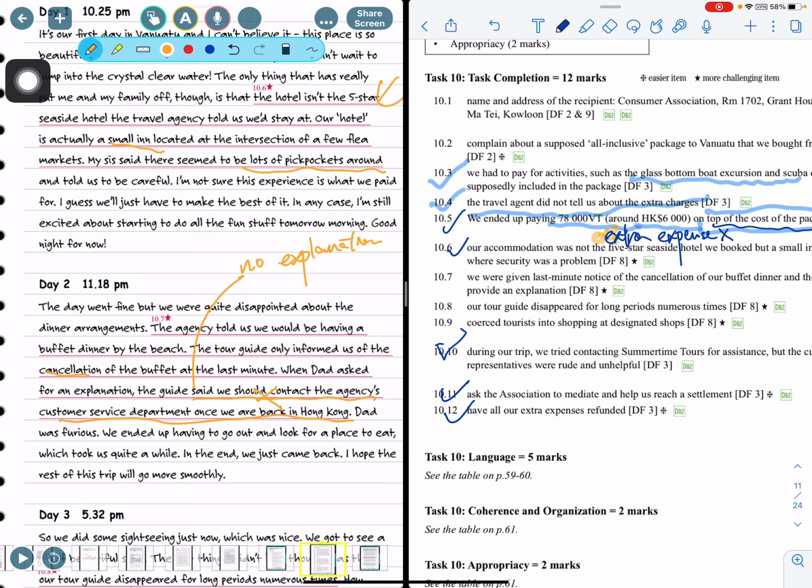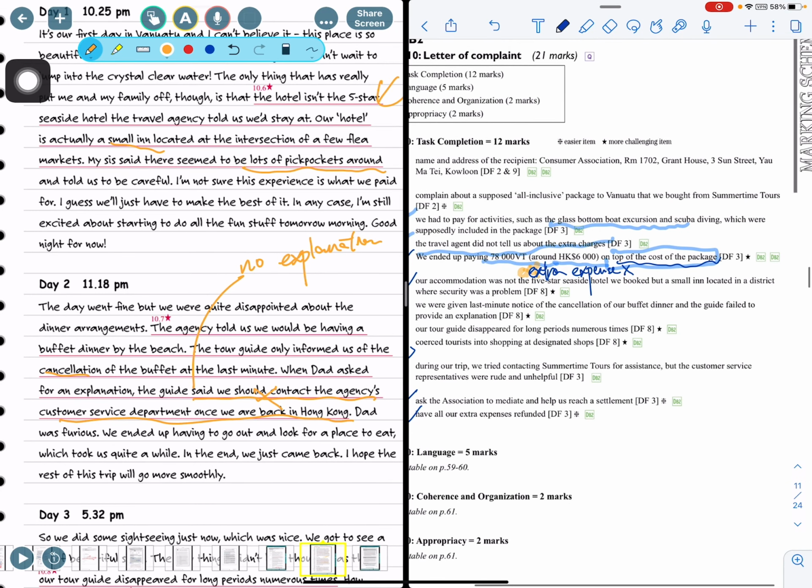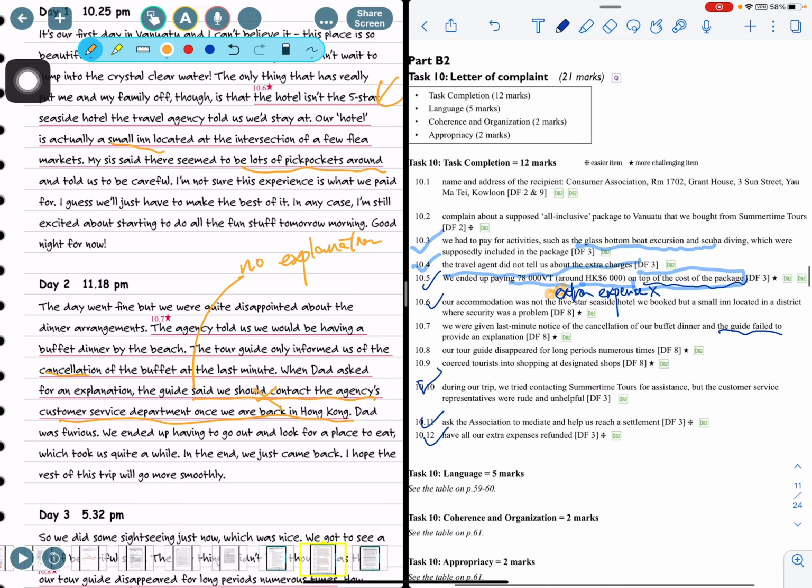So basically it means there is no explanation. So this is not what makes you furious. You have to remember, you are writing a letter of complaint. Why does it make you furious? Why does it make you feel dissatisfied? Not because they said you should contact the agency's customer service department, but because they have no explanation for the cancellation of the buffet dinner. Okay, that's why you should put down that the guide failed to provide an explanation.